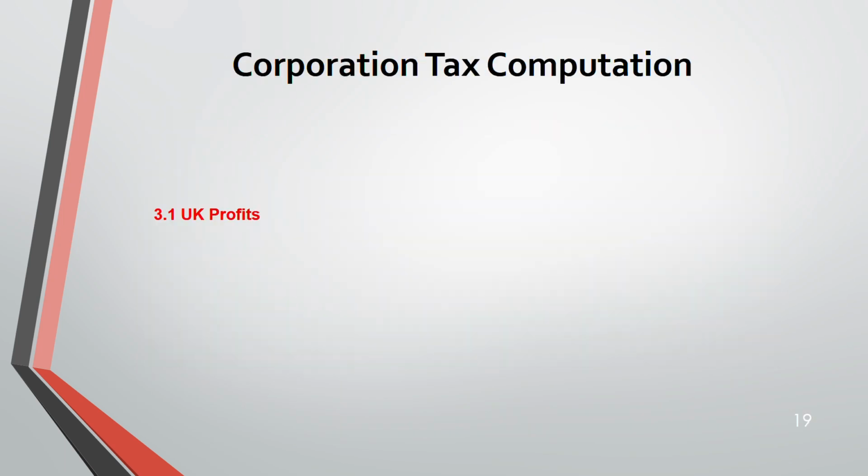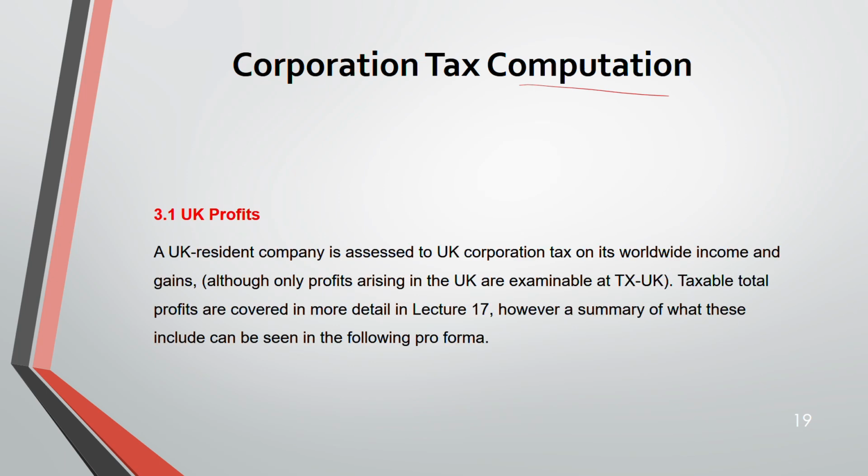Moving on to the third part of this lecture, the computation part. A UK resident company will be assessed to UK corporation tax on its worldwide income and gains. Remember, it's on worldwide income and gains. But for your tax exam, only profits that arise in the UK will be asked. The overseas income will not be asked at your level, but in your ATX, advanced taxation, you have to deal with the overseas part also in addition to this. So we'll keep the overseas part for ATX.